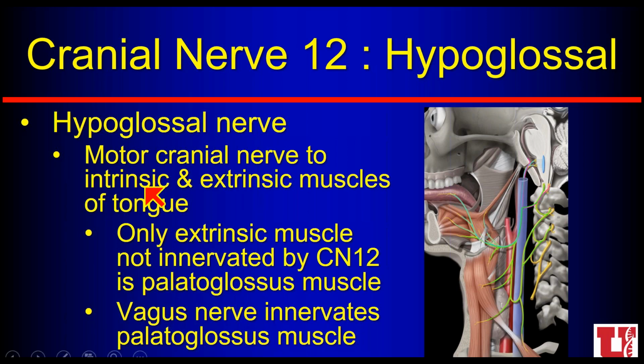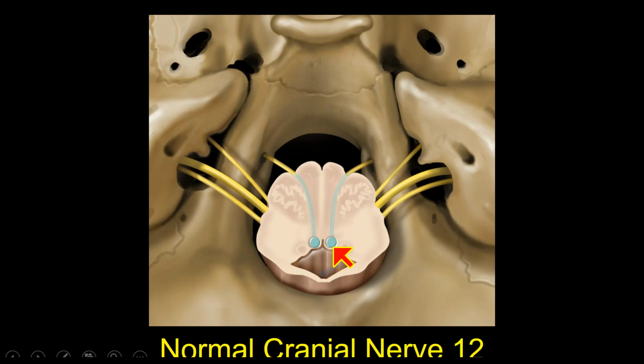Cranial nerve 12, we think about as the 4 intrinsic and 4 extrinsic muscles. All of them except the palatoglossus are innervated by 12. So the vagus nerve is innervating the palatoglossus muscle. So here's the motor fibers. So 12 is just motor that comes out anteriorly.